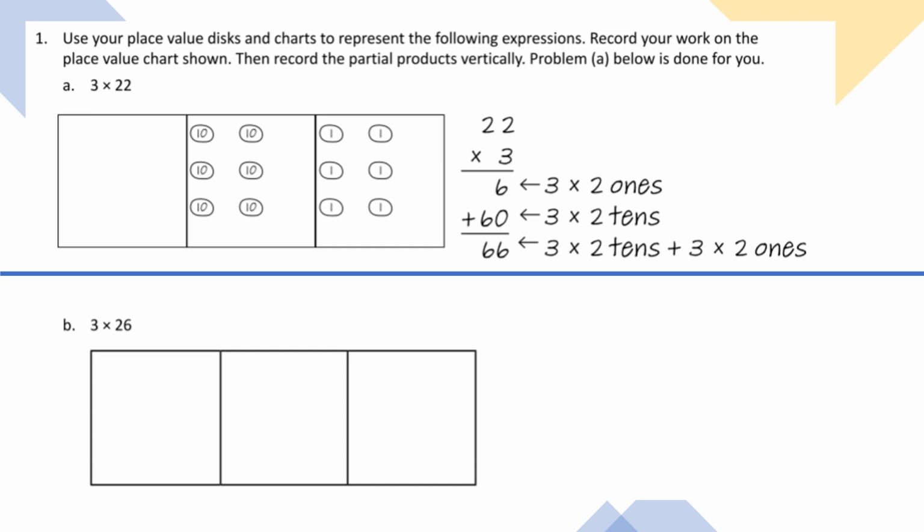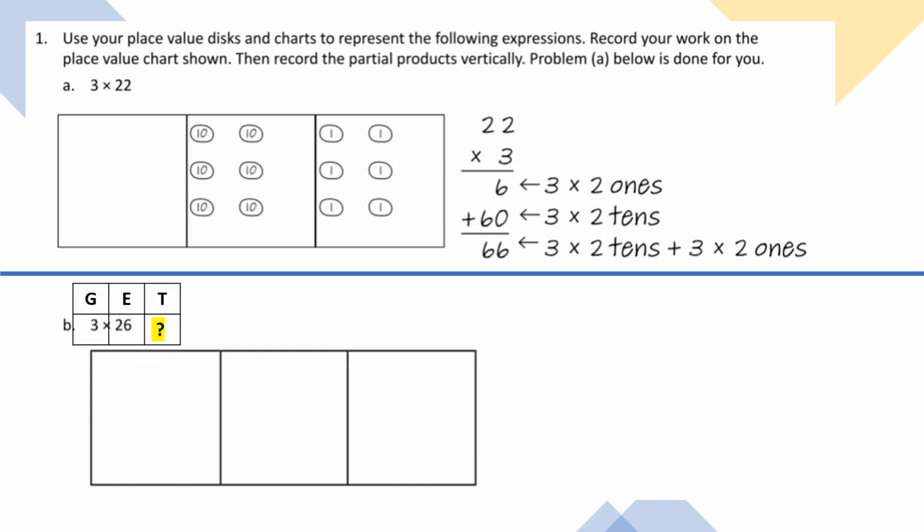Now, number 1 of our homework is actually an example. But let's read the instructions to see what we're supposed to be doing. It says, use your place value discs and charts to represent the following expressions. Record your work on the place value chart shown. Then record the partial products vertically. Problem A below is done for you.